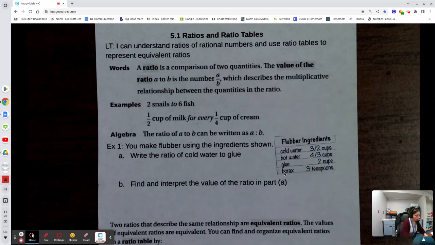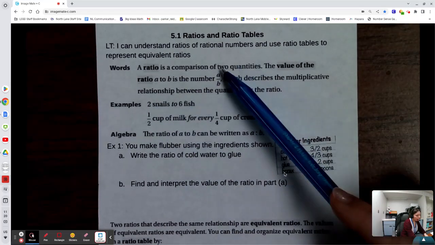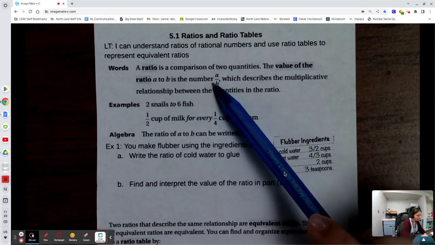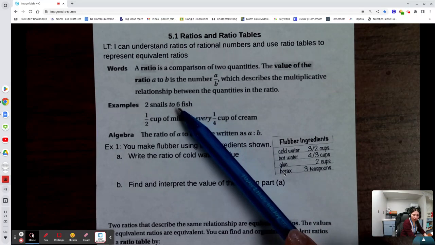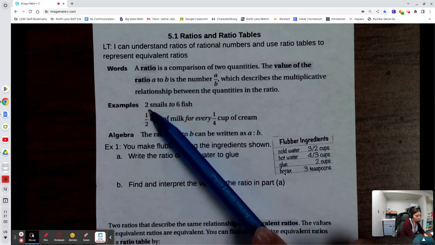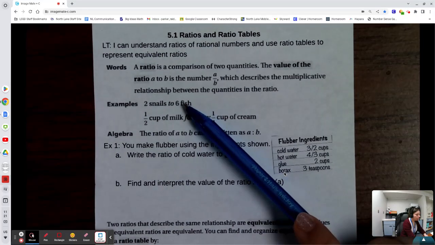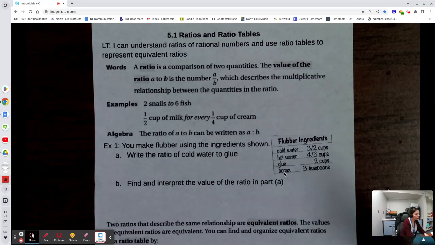Now, the value of a ratio, A to B, like our pretend ratio, any ratio we want, is the number A over B. So it's a fraction where you put your first number in your ratio on top and the second on the bottom, which describes the multiplicative relationship between the quantities in the ratio. It's telling you what you can multiply the second number of your ratio by in order to find the first number in your ratio. So in this one, the value of the ratio is going to tell you if you know how many fish there are, you can multiply the number of fish by this amount, the value of the ratio, to find the number of snails.